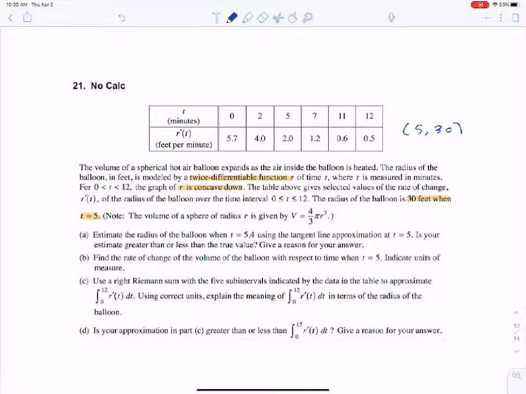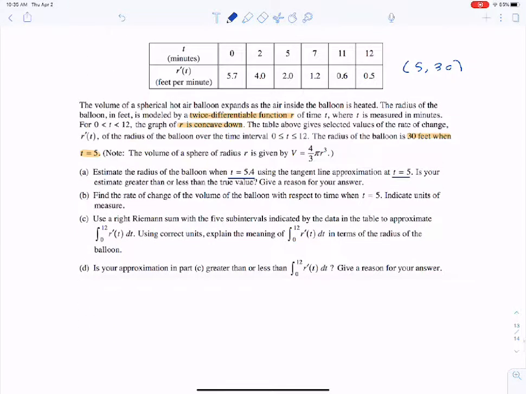Okay, let's jump in. Estimate the radius of the balloon when t equals 5.4 using the tangent line approximation at t equals 5. Is your estimate greater than or less than the true value? Give a reason for your answer. Okay, let's see what we can do. So the first thing we're going to do is write the equation of the tangent line to the point (5, 30), right? Because they want it at time t equals 5.